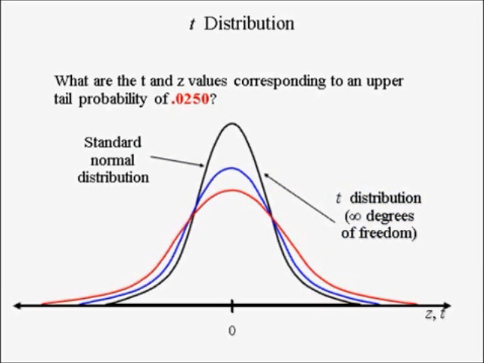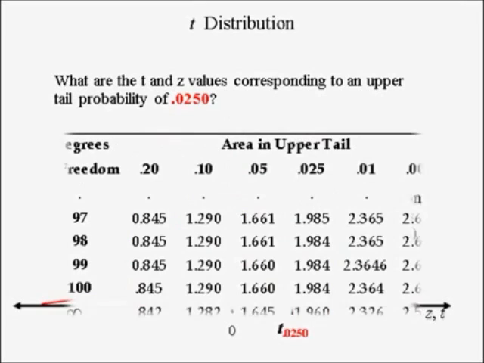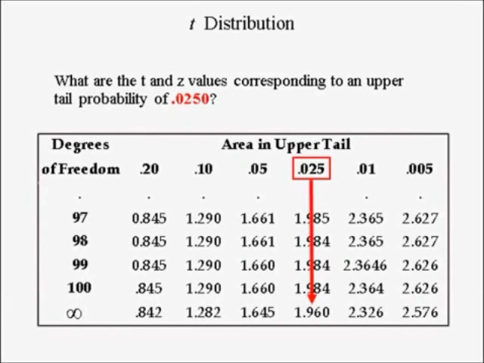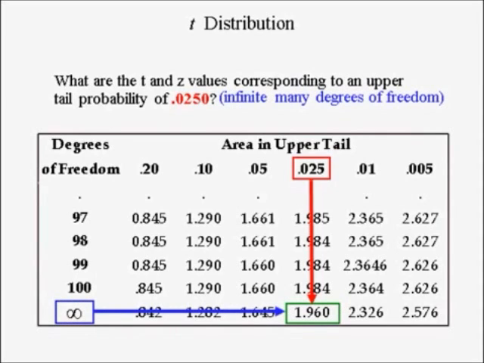If the sample size is over 101, the degrees of freedom is considered infinitely large. The t-value in the t-distribution table associated with an upper tail probability of 0.0250 is denoted t subscript 0.0250. The t-value is found in column 0.0250 and in row infinity, which is 1.96.